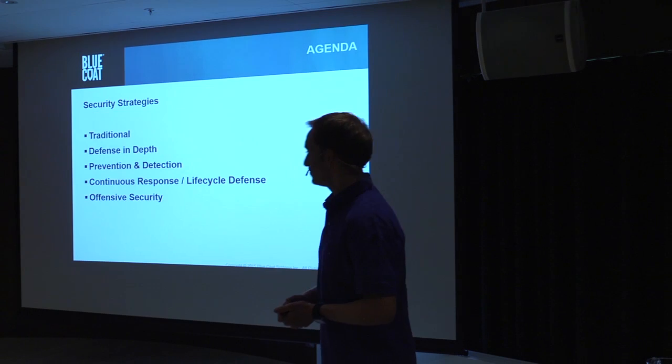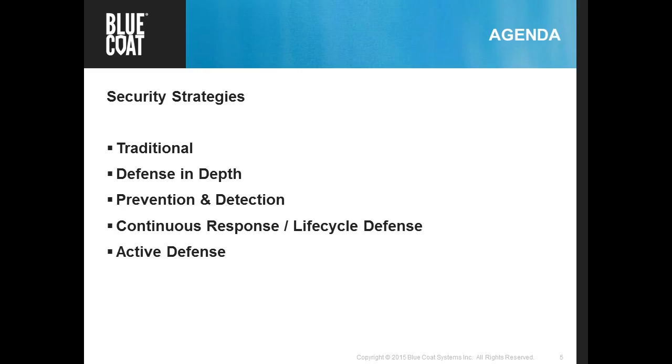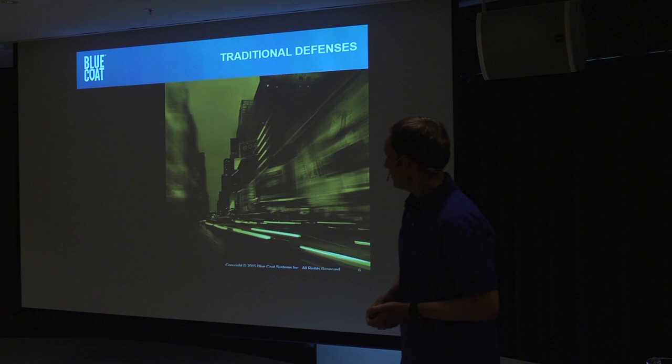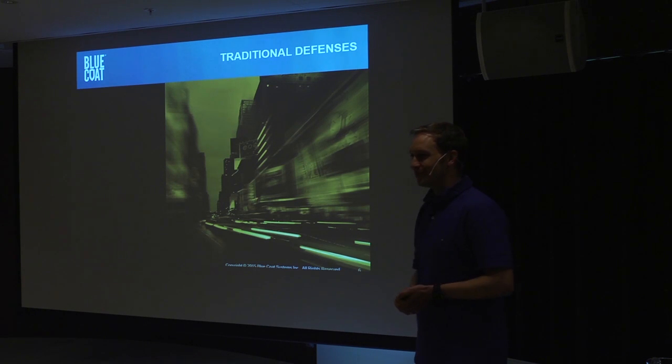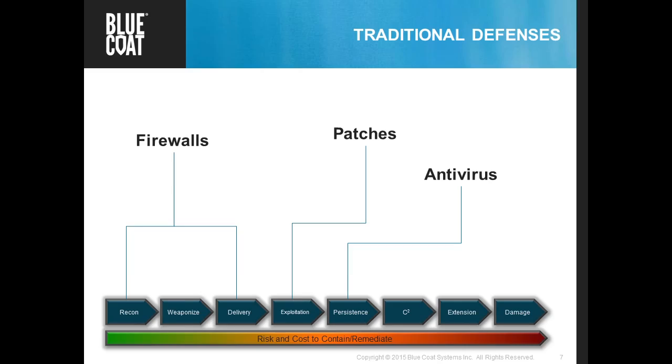That's a lot of negotiations. So choosing the right security strategy is key in that scenario. And we're going to talk about the traditional security strategy, defense in depth, prevention and detection that Anton has also started to mention yesterday. We will actually go one step further and look into continuous response and lifecycle defense, and maybe even talk a bit about offensive security. So let's start with traditional security or traditional defense, and that's what everybody has preached for a long time. You need, in order to secure your organization, you need firewalls, you need patches, and you need antivirus, right?